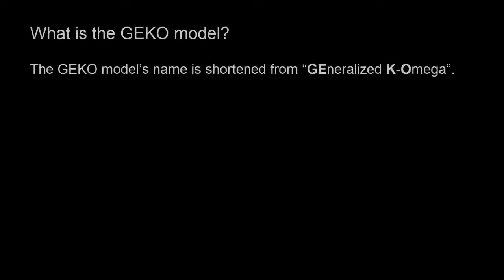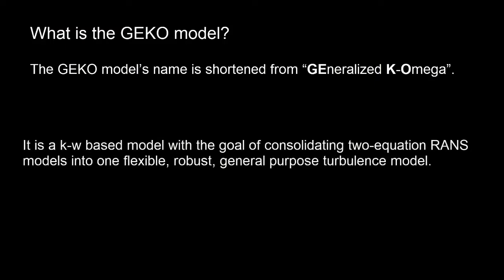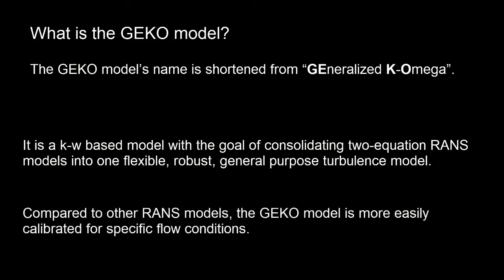So what is the GEKO model? The GEKO model's name is shortened from generalized K-omega. Therefore, it is a K-omega based model with the goal of consolidating two equation RANS models into one flexible, robust, general-purpose turbulence model. Compared to other turbulence models, the GEKO model makes it easier to adjust the model constants so that the predictions match specific flow conditions. The GEKO model is therefore of most interest to modelers who regularly perform such model calibrations.